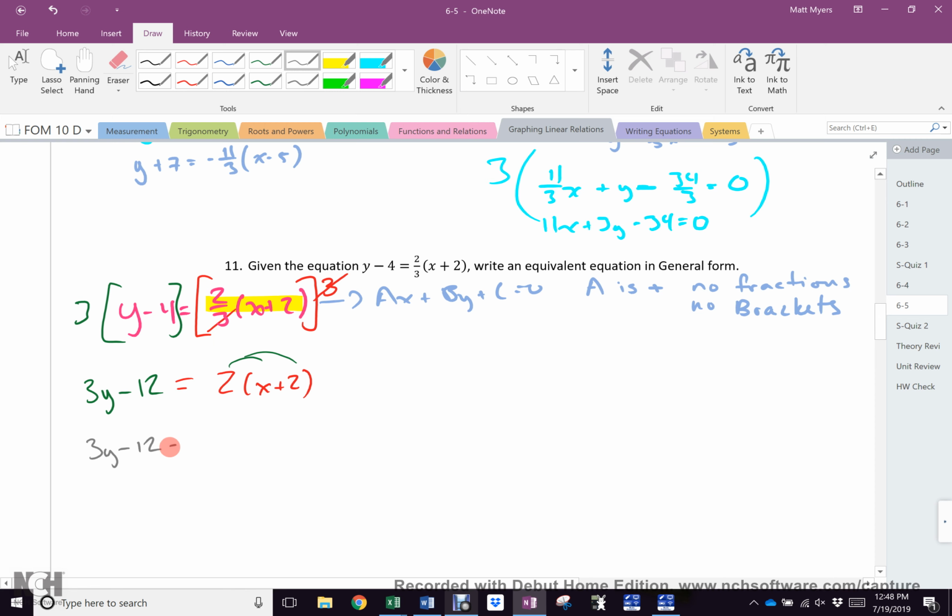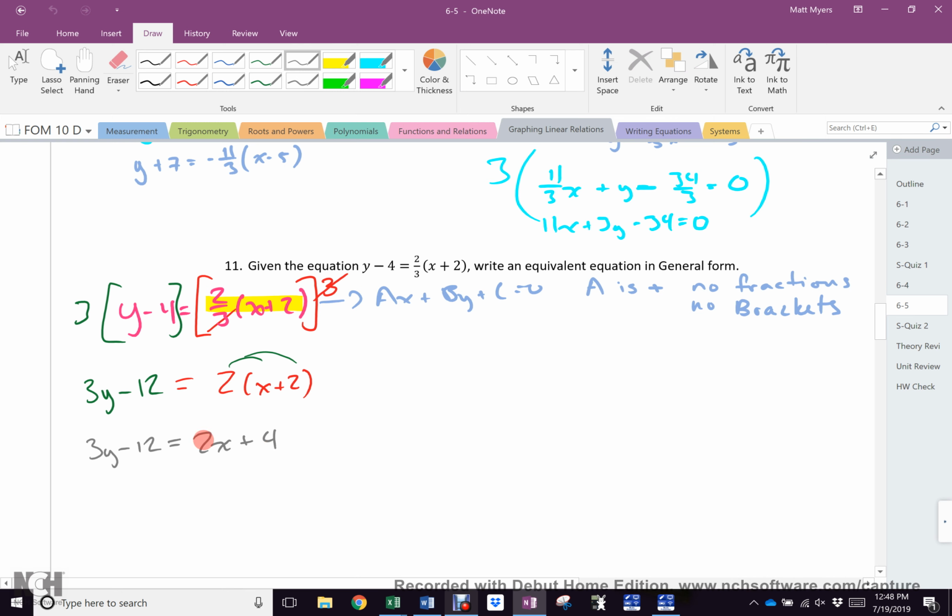3y minus 12 equals 2x plus 4. Now, what has to move? What's the only thing that is a rule right now? No negatives. No negatives where? With the what letter? With the x, right? No negatives with the x, because that's going to end up being our a, right?